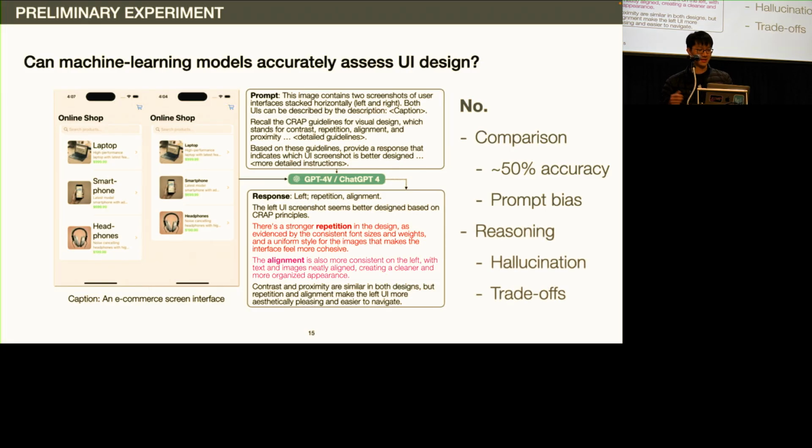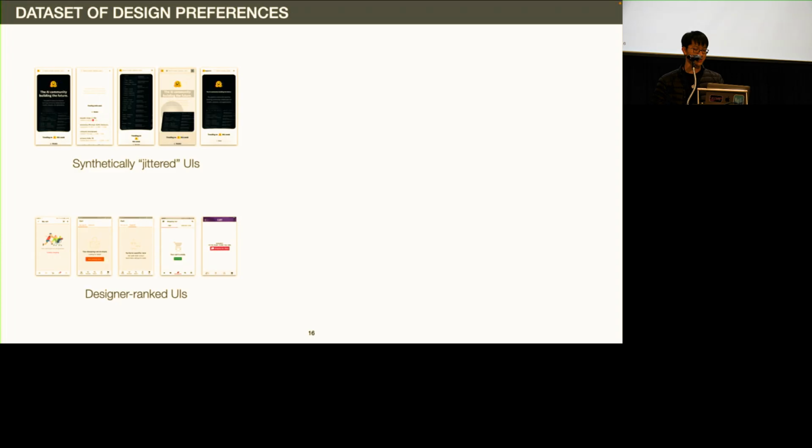So the reasoning it gave was also incorrect. It contained a lot of hallucinated details, and it's often unable to understand trade-offs in design. So it might often say, hey, the one on the left has bigger text, and bigger text equals better readability, so that's what makes it better. But doing that also incurs different side effects, and you might actually want text to be smaller in some cases to create contrast.